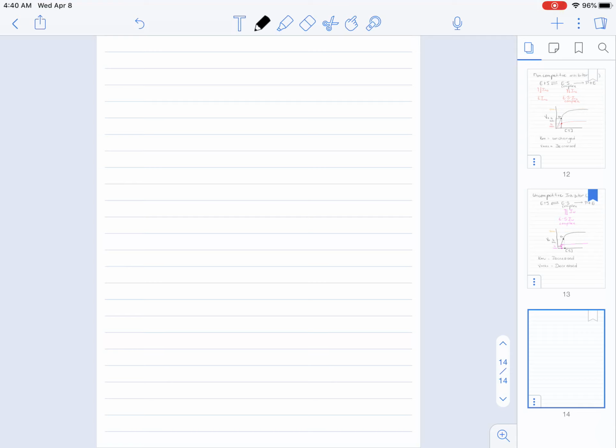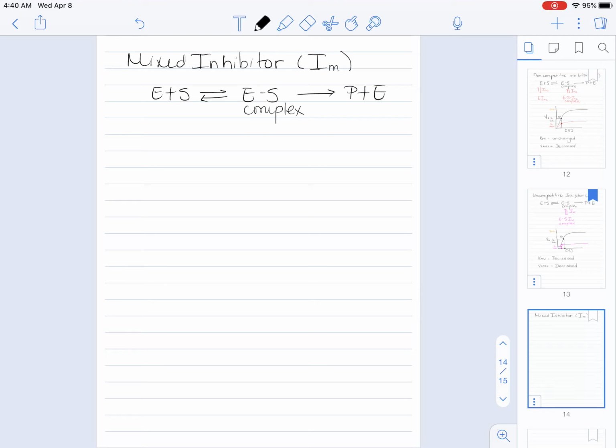The last case that we are going to be looking at is the case of a mixed inhibitor. In a mixed inhibitor, which I'm going to designate as an IM, what is occurring overall, I'm going to rewrite my enzyme catalyzed reaction. What happens in a mixed inhibitor is that now our mixed inhibitor is going to be binding to the free enzyme and to the enzyme substrate complex by different affinities.